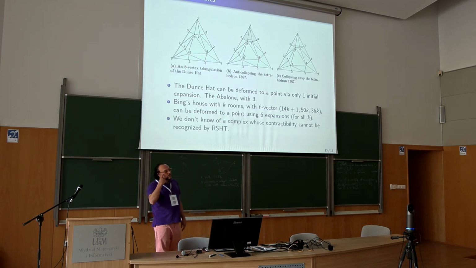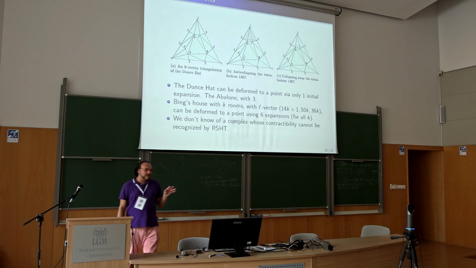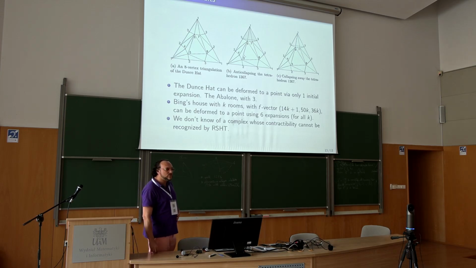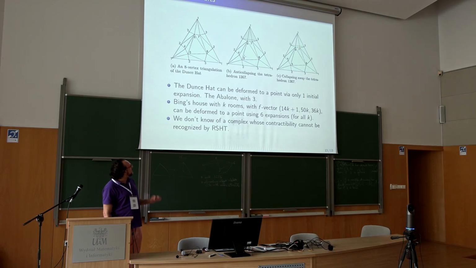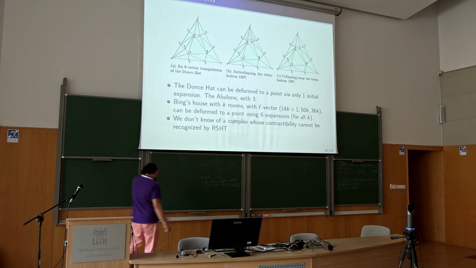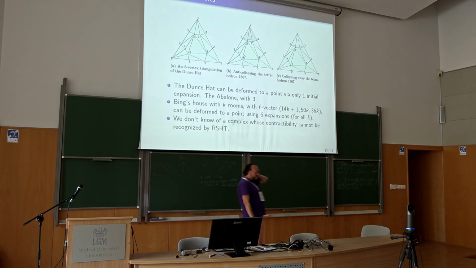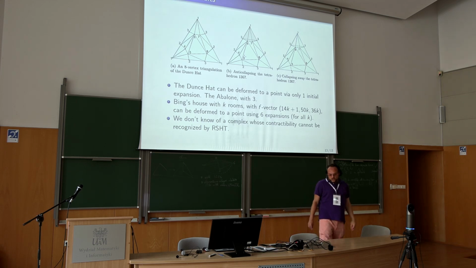This sentence, I have to really read it because if you make small variations, it becomes false. So we don't know of a complex whose contractibility cannot be recognized by this software. I'm not claiming there is none. I'm claiming we don't know of any. The truth is, there is a theorem by Whitehead that says that any contractible complex can be deformed to a point with a sequence of collapses and anti-collapses.